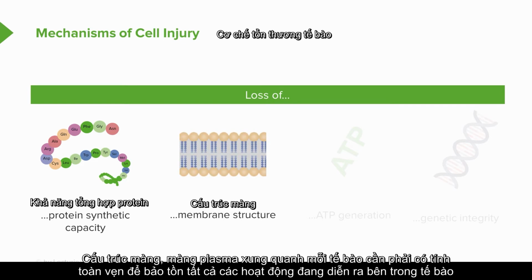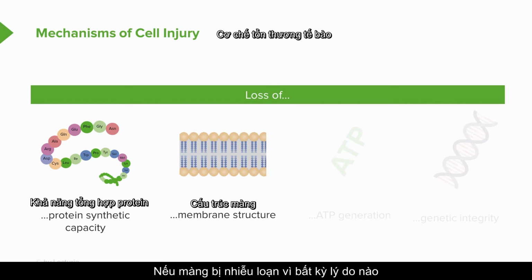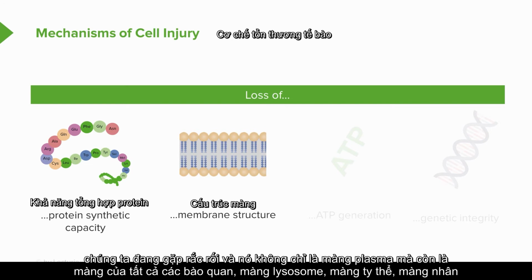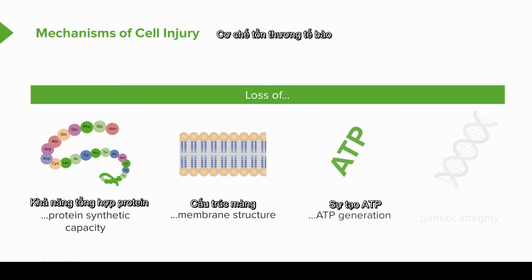Membrane structure. So membranes, plasma membranes around every cell need to have integrity in order to preserve all the activities that are going on inside the cell. If the membrane gets perturbed for any of a variety of reasons, we're in trouble. And it's not just the plasma membrane, but it's the membranes of all the organelles. Lysosomal membranes, mitochondrial membranes, nuclear membranes.